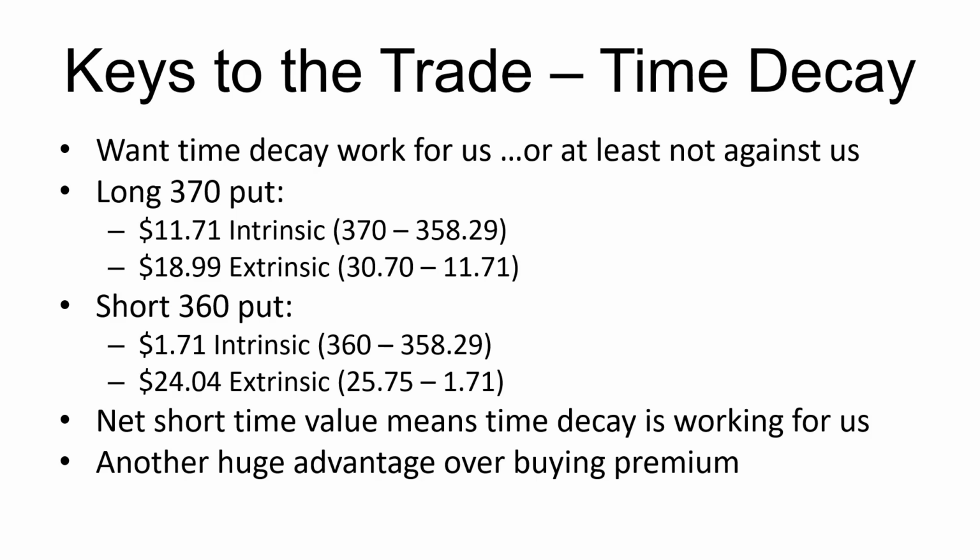Now the question is, well, why wouldn't you do debit spreads all the time? Well, you're limiting your upside. So if we just bought the 370 put on Tesla and Tesla went down to $300, well, the 370 put would be worth $70 minus what we had to pay for it.